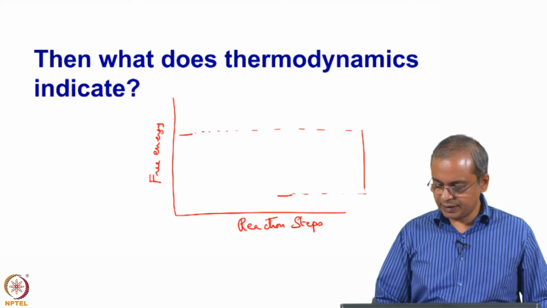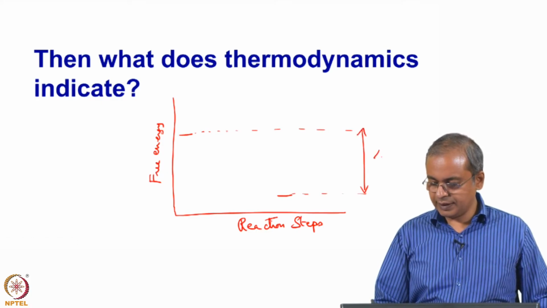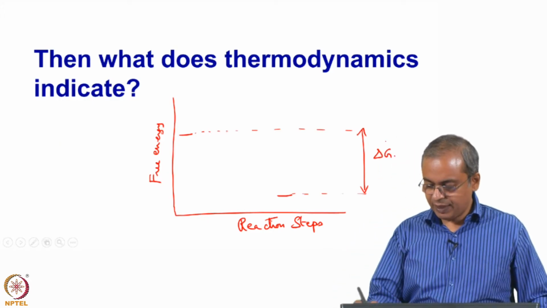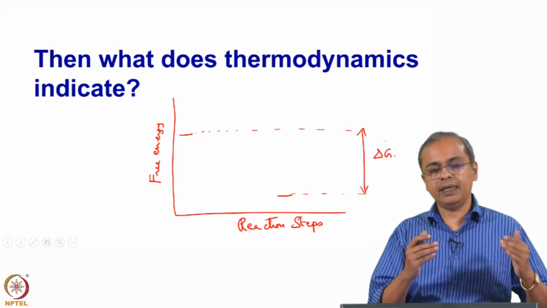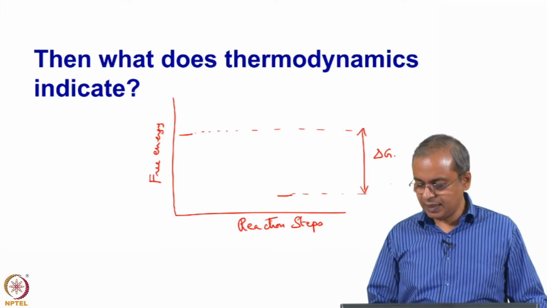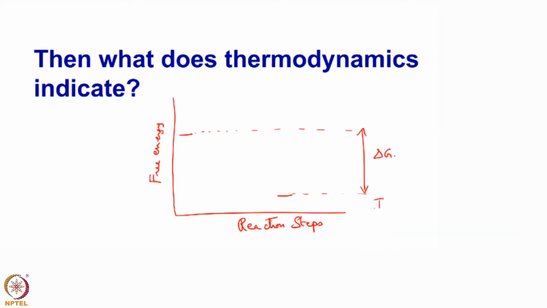This difference is delta G, the change in free energy, and as long as delta G is negative, in this case it is negative because the products are at a lower energy state than the reactants. So, if delta G is negative, or is less than 0, the reaction will occur spontaneously. This will occur, right. So, this is the idea.